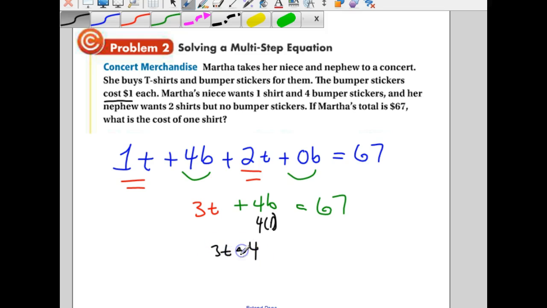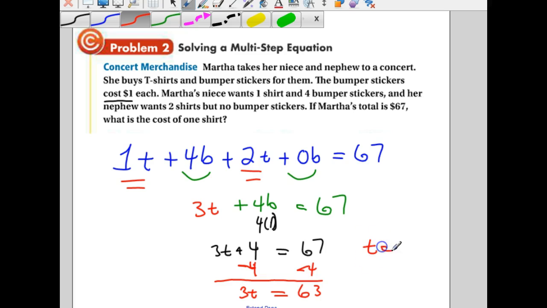Now you may not do this as complicated. Once again, I'm just trying to show you how you could do it if it was a more complicated problem. Subtract 4. It's just a 2-step equation now. You've solved plenty of these. 3T will equal 63. Divide by 3 on both sides, and you'll end up with 21. Okay. So each t-shirt costs $21. Make sure your answer seems reasonable. That seems reasonable for a t-shirt.